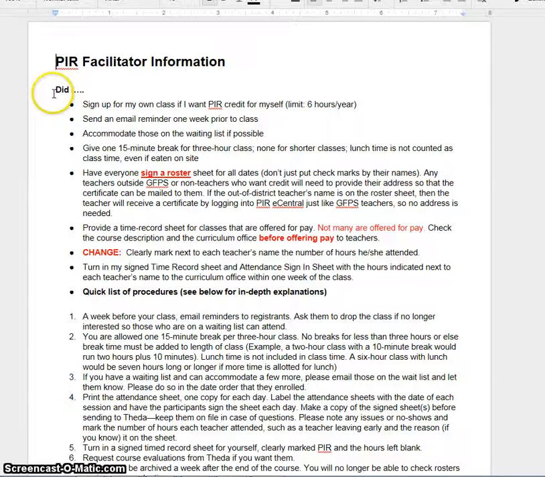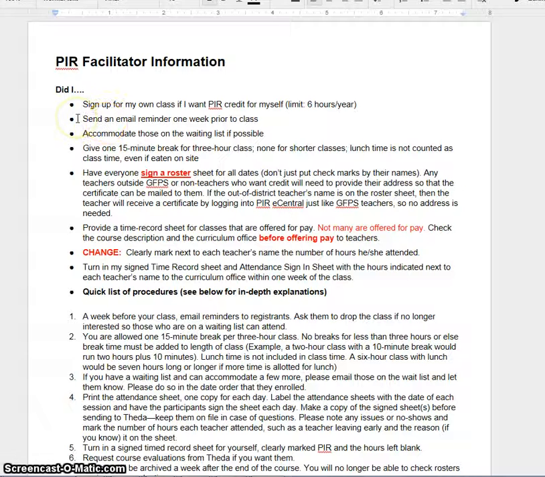So first of all, on the main page, this is just a quick overview, some bulleted points to help you go through and identify whether you have completed these particular processes in your role as a PIR facilitator. Obviously I won't read through this word for word, but, for example, did I sign up for my own class if I want PIR credit for myself? I'll talk about that in a little bit.